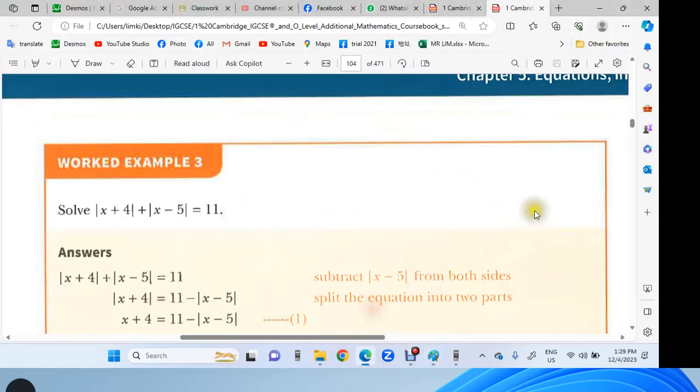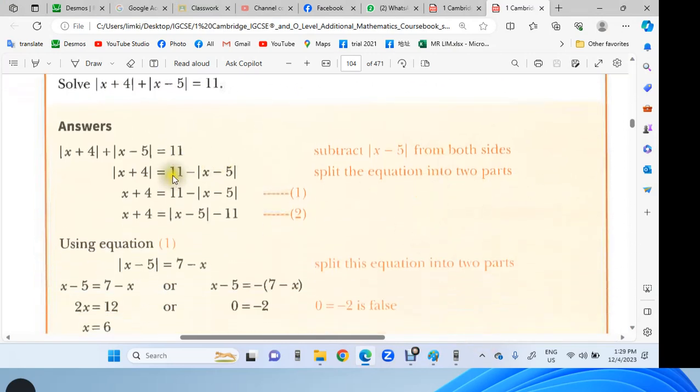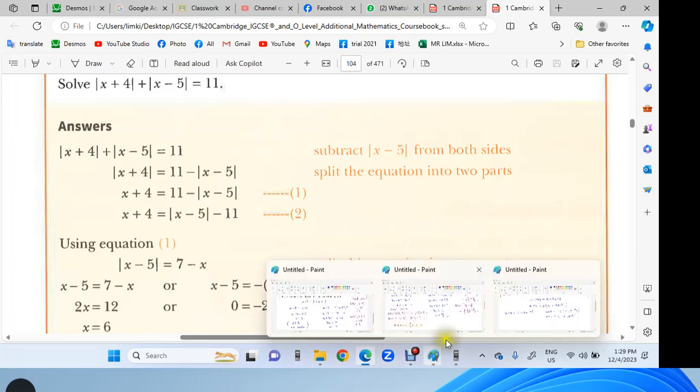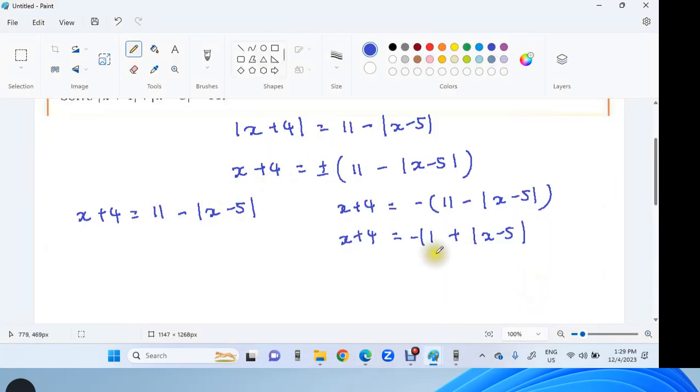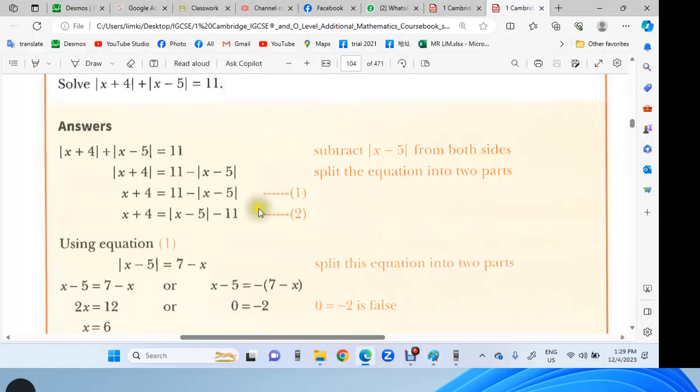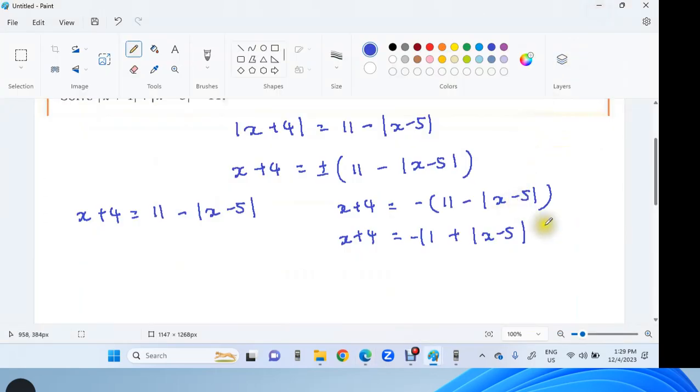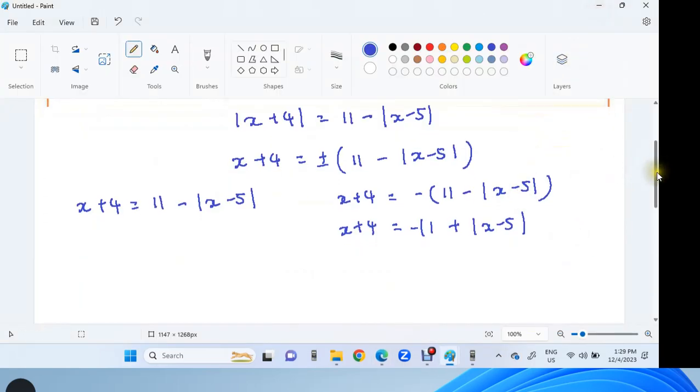The textbook, the way they write it, they split the equation into two parts: 11 minus modulus x minus 5 and modulus x minus 5 minus 11. So these and these are the same. But I think the step here is clearer for you to understand how the textbook gets the second equation here.